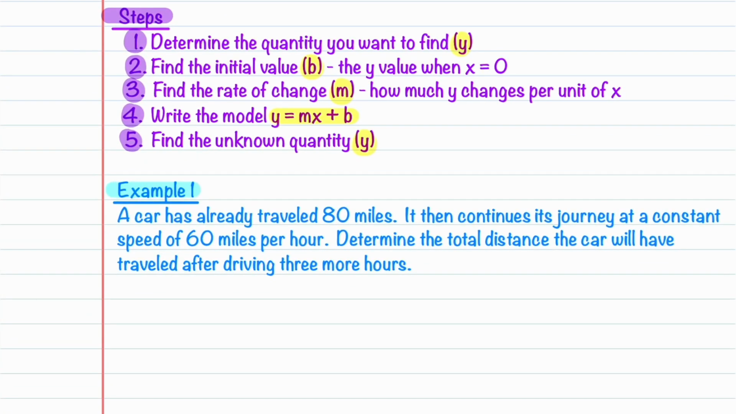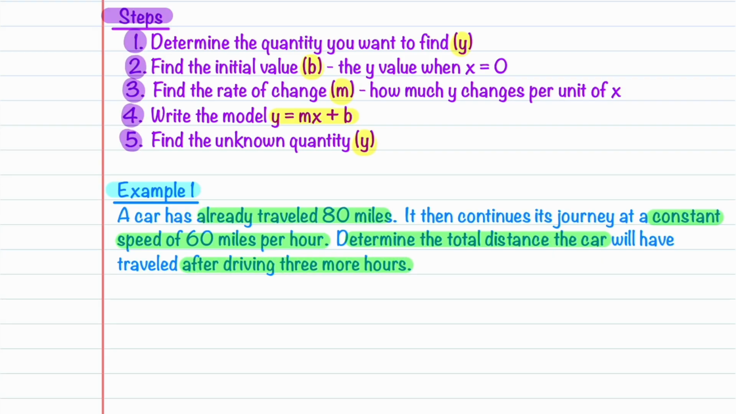In our first example, we have a car that has already traveled 80 miles. As we read through this, I'm going to highlight these important parts. So our car has already traveled 80 miles. It then continues its journey at a constant speed of 60 miles per hour. And what we want to do is determine the total distance the car will have traveled after driving 3 more hours.